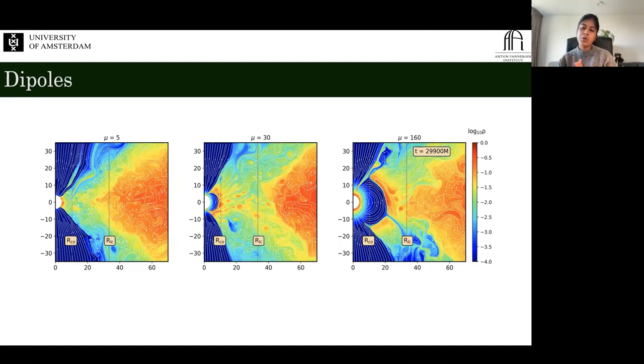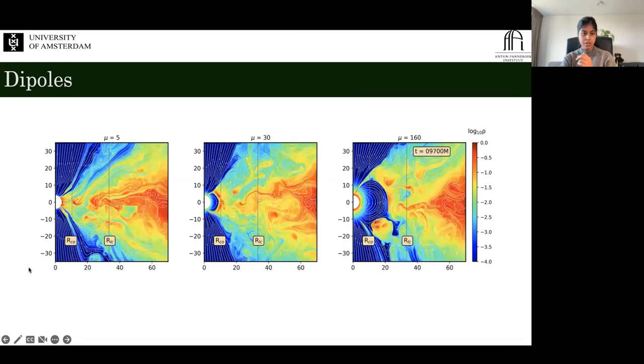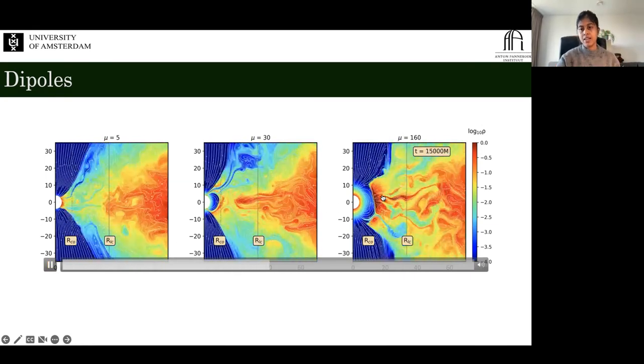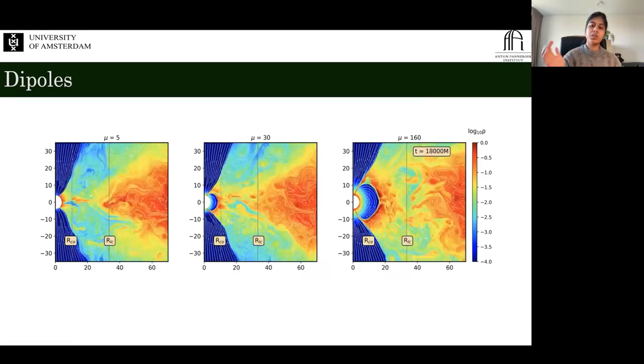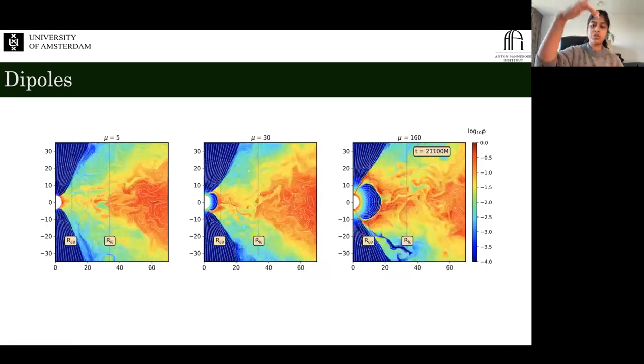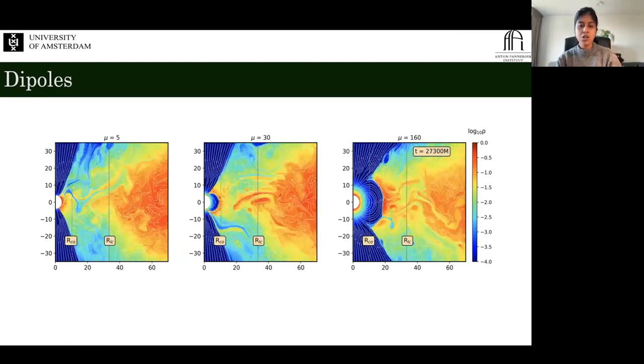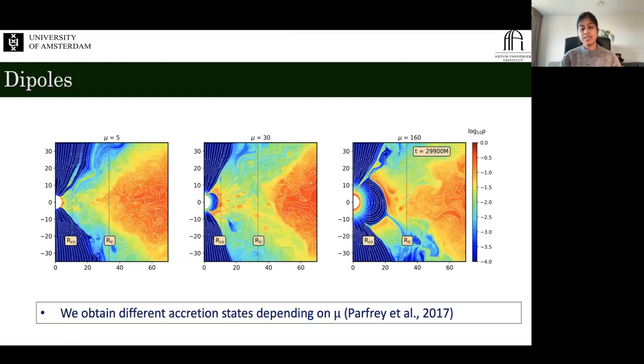Now, propeller in our case doesn't really mean that the system is not accreting at all, but rather that a lot of gas pressure builds up at the inner disk region. And at some point, when the gas pressure is really high, you have a burst of accretion that makes its way through to the surface of the star. So we do get different accretion states depending on the stellar field strength of the star. And this was also done by Parfrey and Tchekhovskoy in 2017.